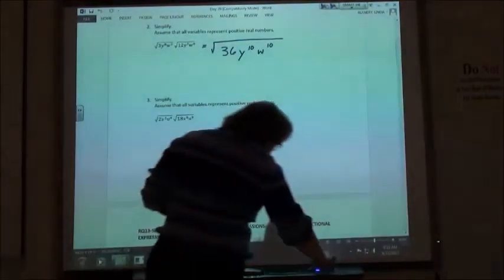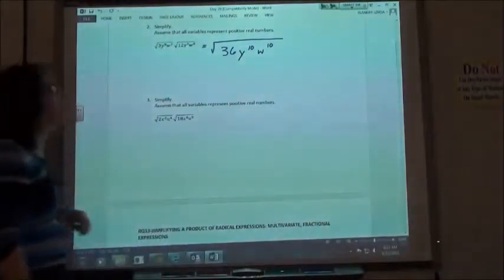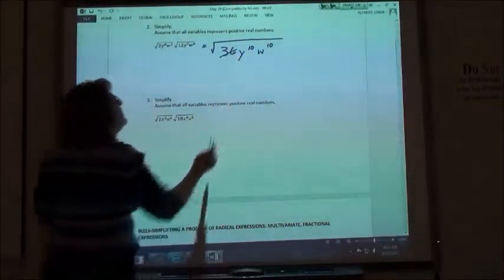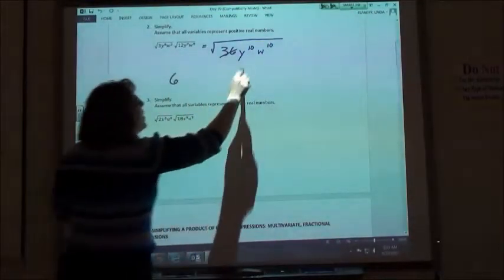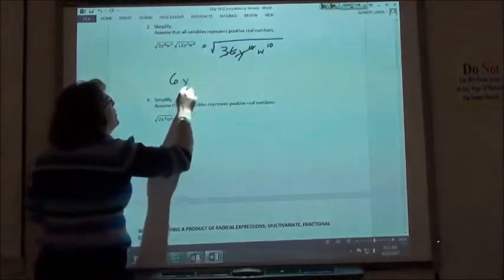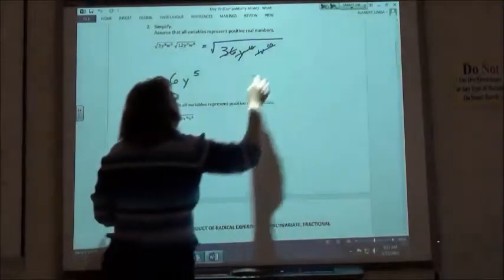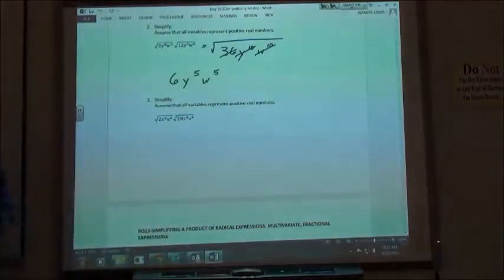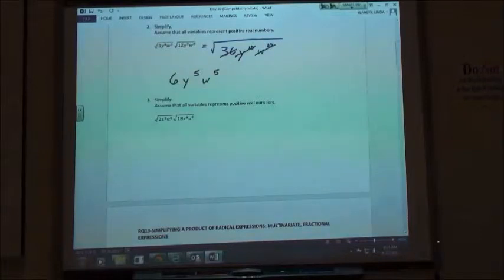I don't need to factor anything out because all of my values there are perfect squares and I can just take my square roots. Square root of 36 is 6. Square root of y to the 10th, y to the 5th, and square root of w to the 10th, w to the 5th. And I have nothing left under the square root since everything was perfect squares. My radical sign is gone. I just get 6y to the 5th and w to the 5th.